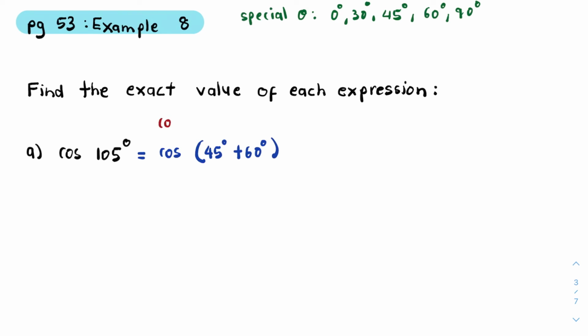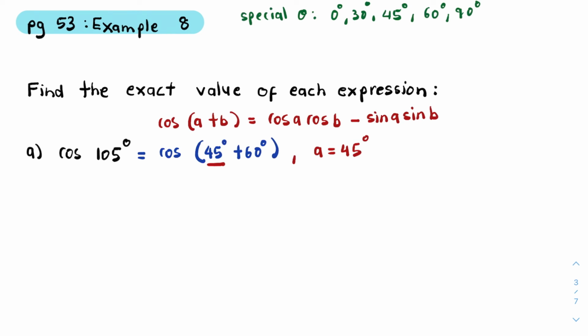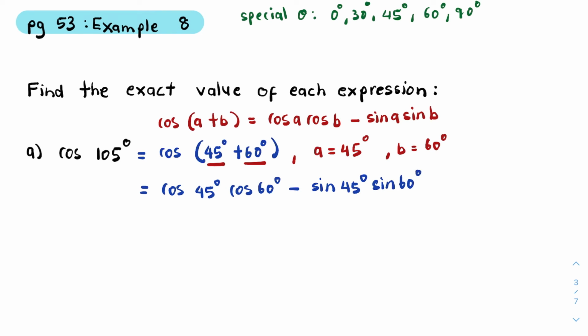They say that cosine A plus B is equivalent to cosine A cosine B minus sine A sine B. Now identify your angle A and angle B. Over here, angle A is equivalent to 45 degrees, and angle B is equivalent to 60 degrees. Apply the rule, simply substitute into the formula: cosine 45 multiplied by cosine 60 degrees minus sine 45 degrees multiplied by sine 60 degrees.